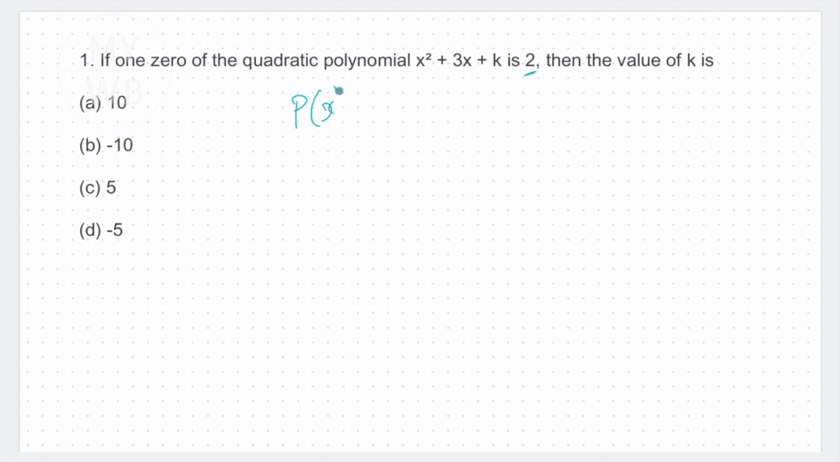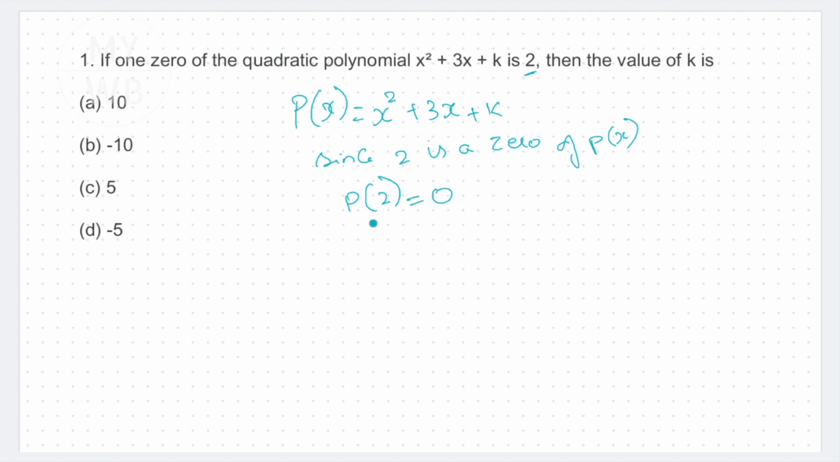So p of x is given as x square plus 3x plus k. Since 2 is a zero of p of x, we know that p of 2 will be equal to 0. So let's substitute x as 2, which is 2 square plus 3 into 2 plus k is equal to 0. 4 plus 6 plus k is equal to 0, solving which you get k is minus 10. So the answer is B, minus 10.